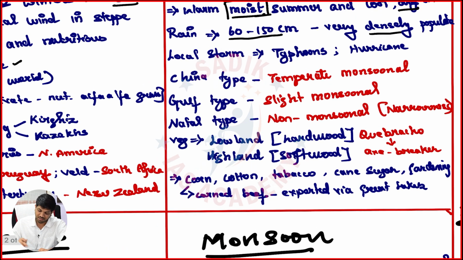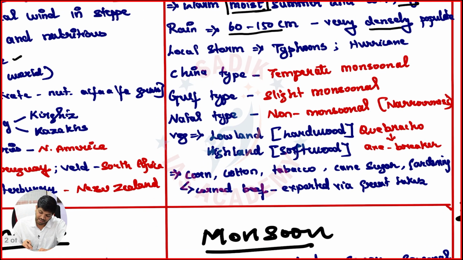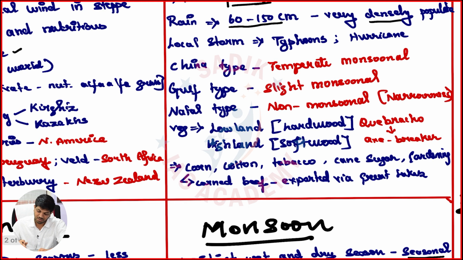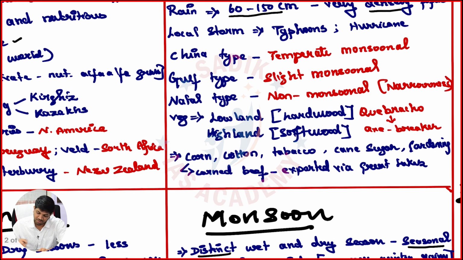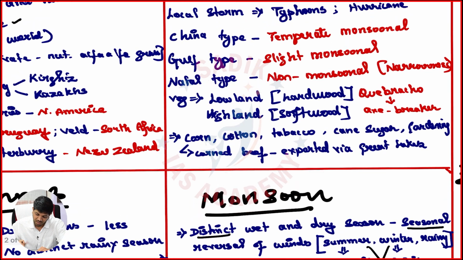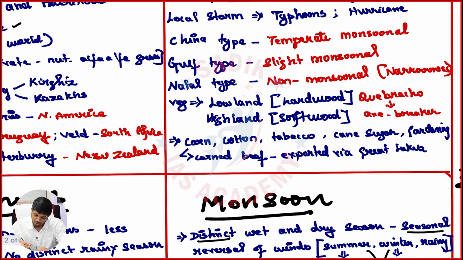And the China type is also called temperate monsoon. In the Gulf type, there will be slight monsoon, and in the Natal type there will be no monsoon because of the narrowness of the continent, the narrowness of the land, and the vegetation will be low land hardwood, and in the highland it will be softwood.